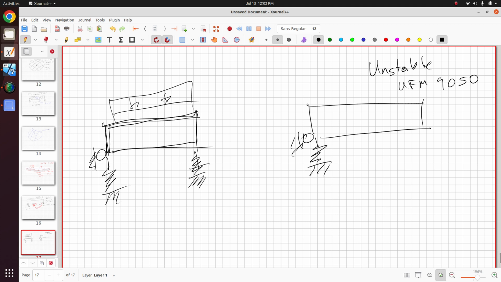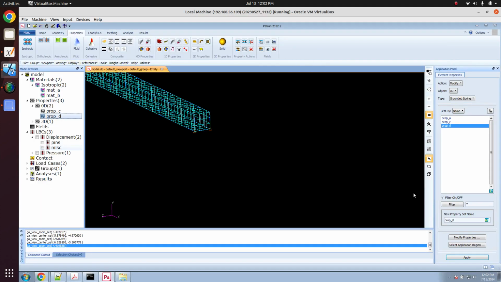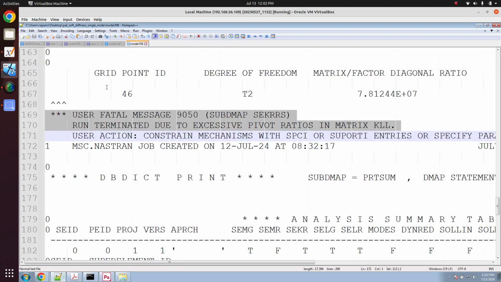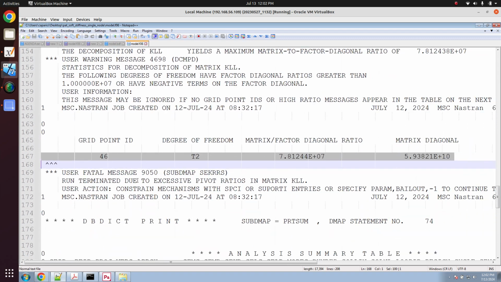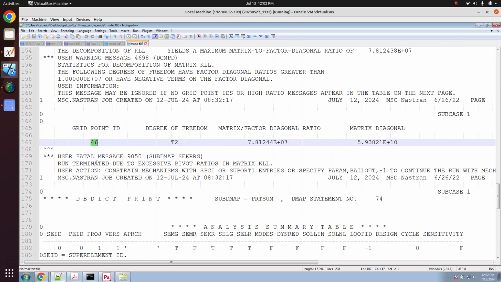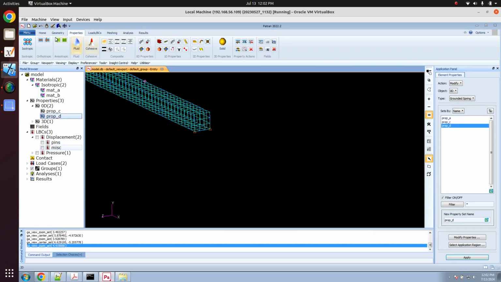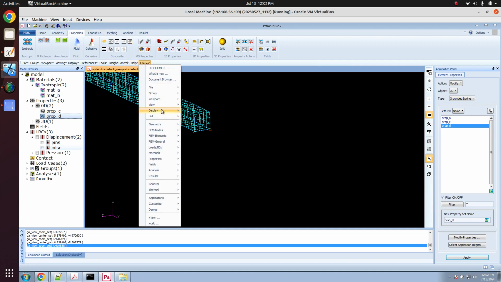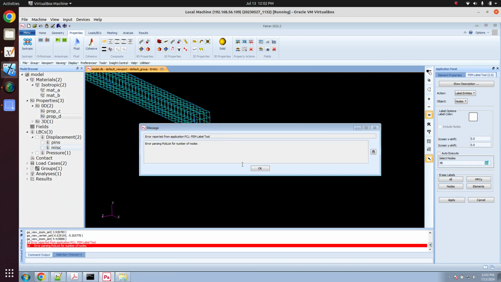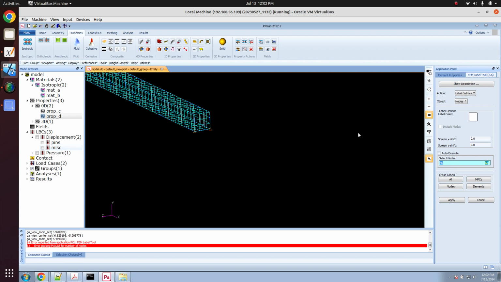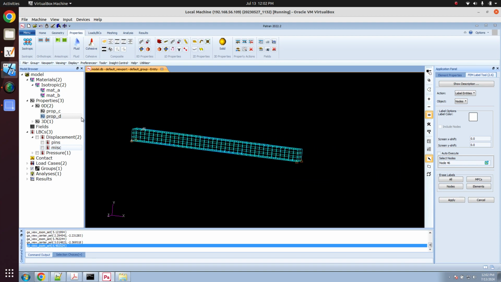So now let's take a look at how to debug this. If we look in the F06 file, there's only one grid ID in the table, node 46. Where's node 46? Let's go ahead and display that node. I have to type in node 46 and click apply. Okay, so node 46 is here.